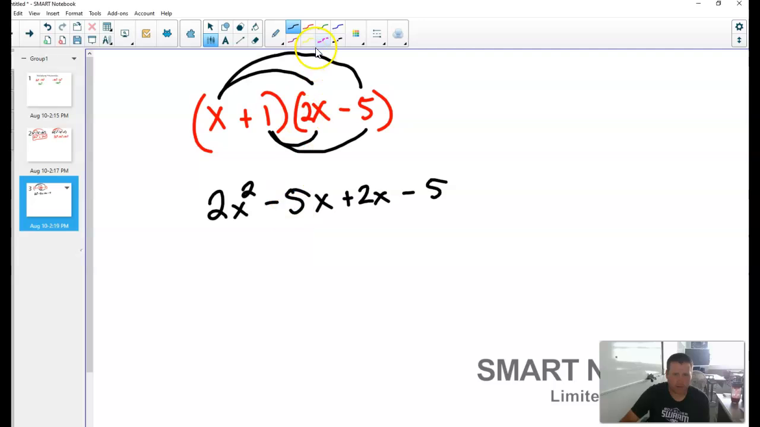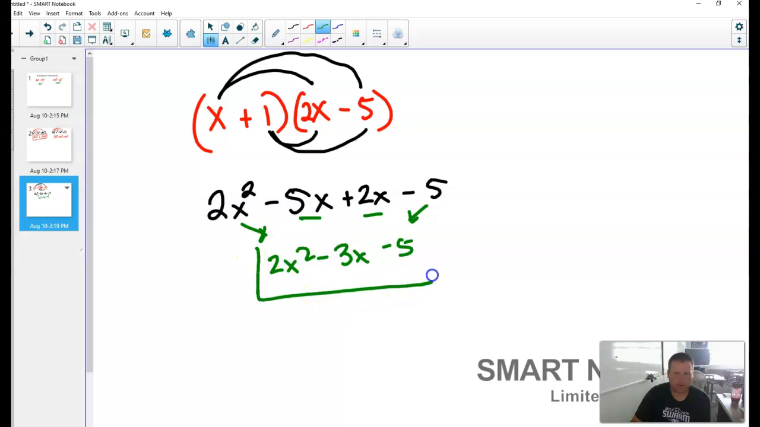Now, when we're doing binomials times binomials, we have to combine. Sometimes we can combine like terms, so I've just got to be aware of that. These two terms can add together to give me negative 3x, and everything else just drops down, the negative 5 and the 2x squared. And that's it once you've got it all together. So we're double distributing in this case.